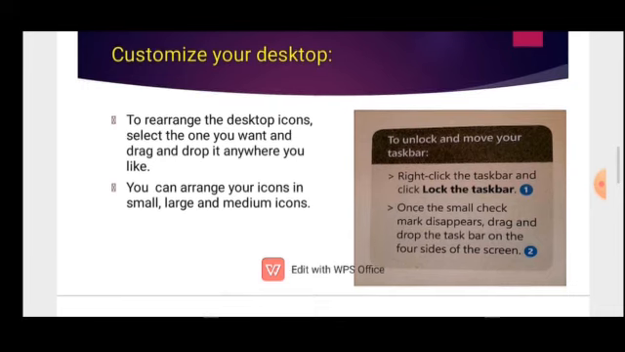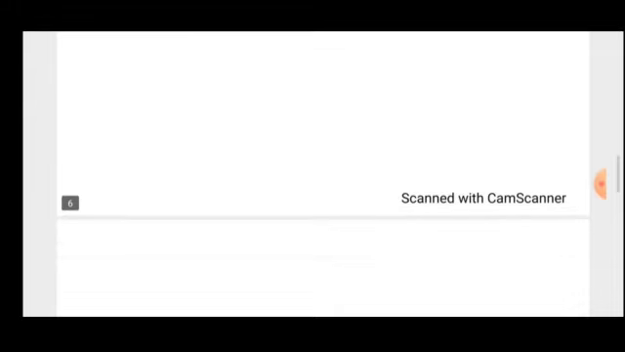Similarly, on our mobile phones, we can drag and drop icons and place them anywhere we want. To change the icon size, we can choose large, medium and small icons. We can apply this on our desktop icons. And the next is multitasking.